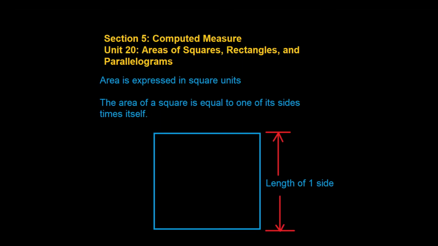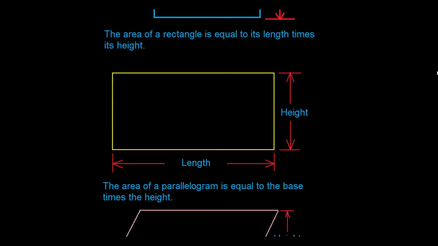Let's say this was in yards. So 3 yards. 3 times 3 equals 9, or 9 square yards. So let's move on down to the next one, rectangles.